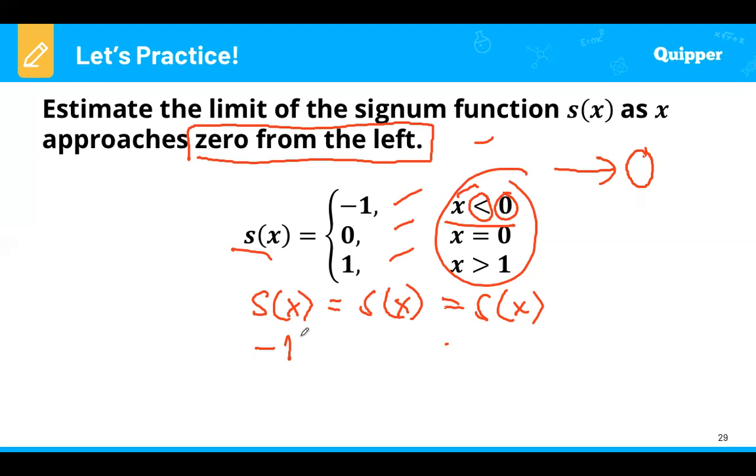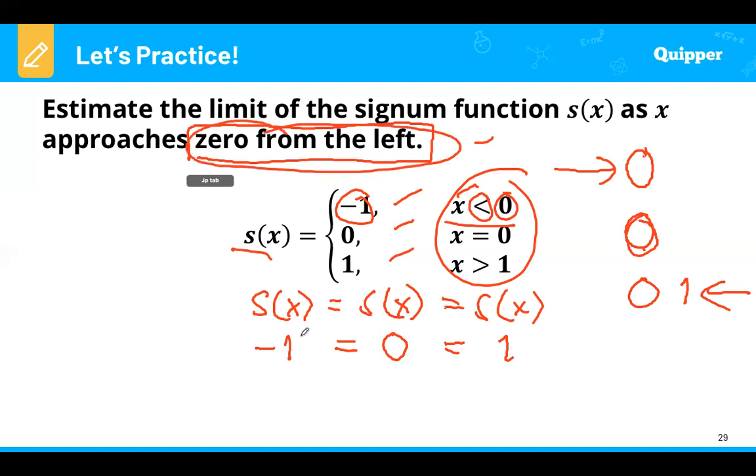Okay? If x equals 0, exactly 0, then s of x is also 0. And if x is greater than 0, so we have numbers here greater than 0, the answer is 1. So how can we answer this one? Ang hinahanap lang naman is estimate the limit of the signum function s of x as x approaches 0 from the left, and that is negative.